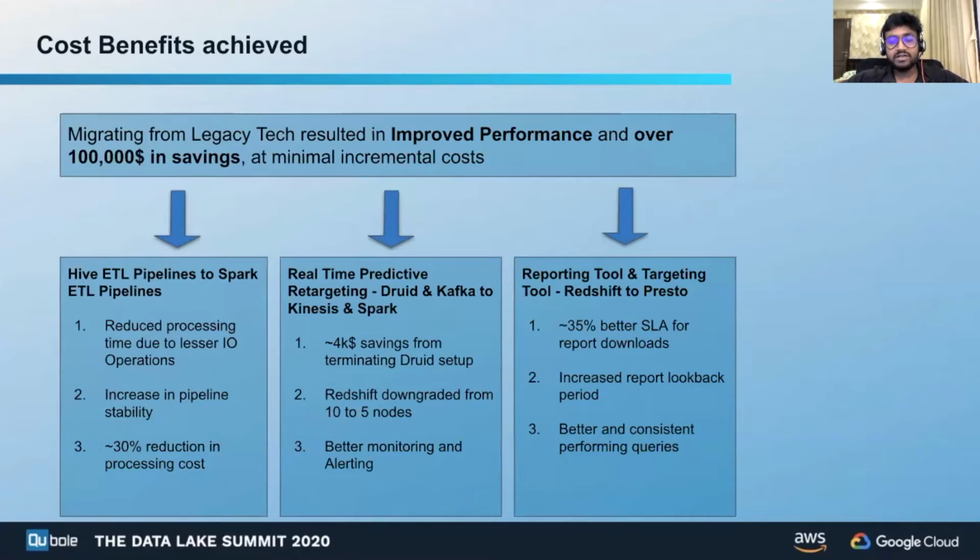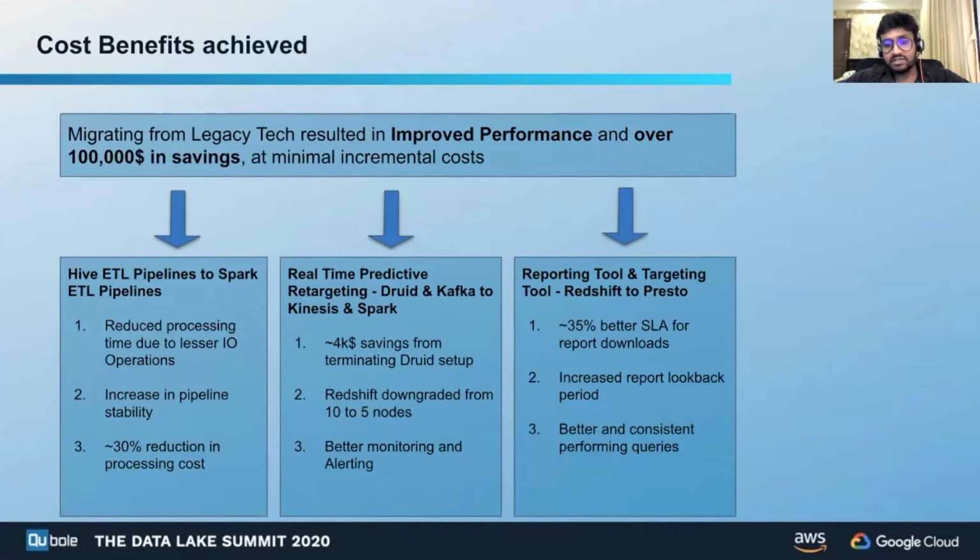The real-time predictive and retargeting was moved from Druid and Kafka to Kinesis and Spark. This resulted in savings of around $4,000 from terminating the Druid setup. The Redshift, now being lesser used, could be downgraded to 5 nodes from the earlier 10 nodes. This setup also helped us to achieve better monitoring and alerting. The Tableau dashboards also were moved from Redshift to our Presto. Presto also provided us scalability for these data sets that were being used in Tableau. Now we could scale up our clusters according to the data sets that we're ingesting.